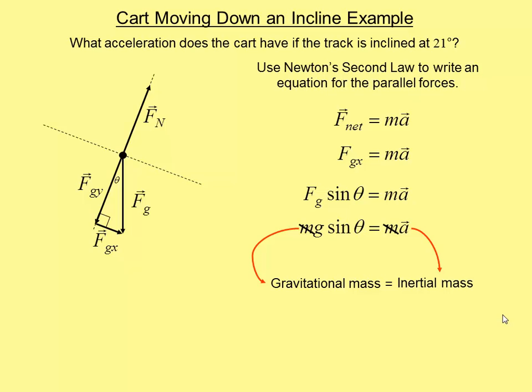You could have masses sitting in the cart. You could have an empty cart. It's all going to accelerate the same way. It's only dependent on the gravitational field strength and the angle. So, the acceleration is g sine theta.